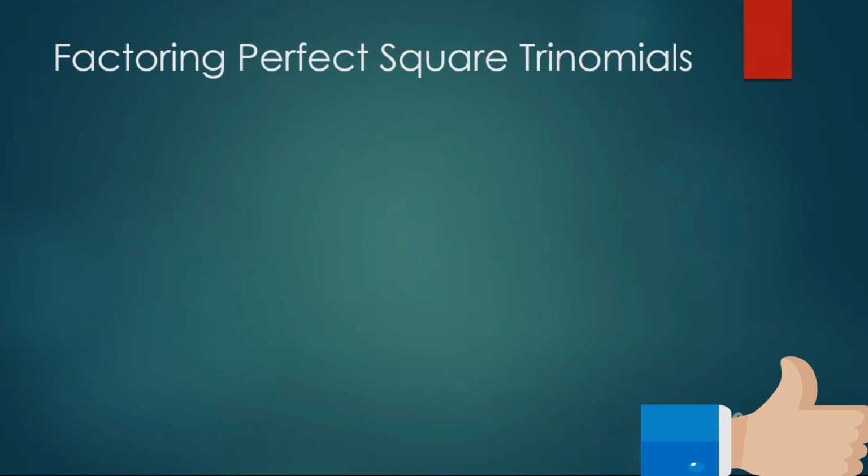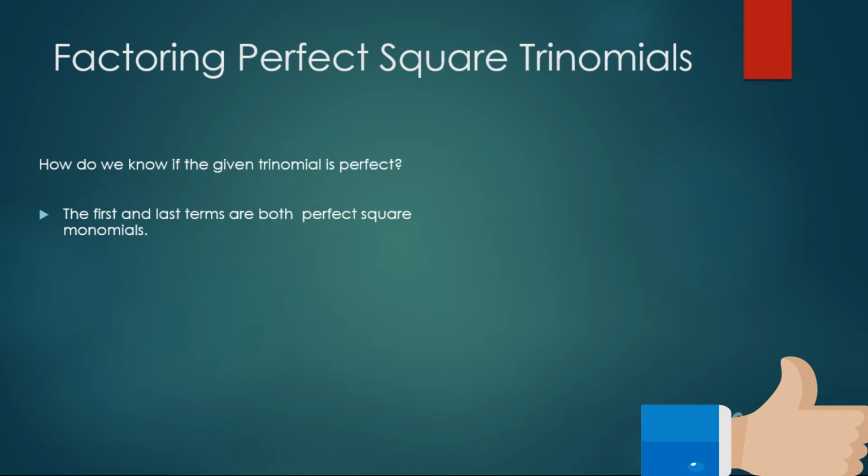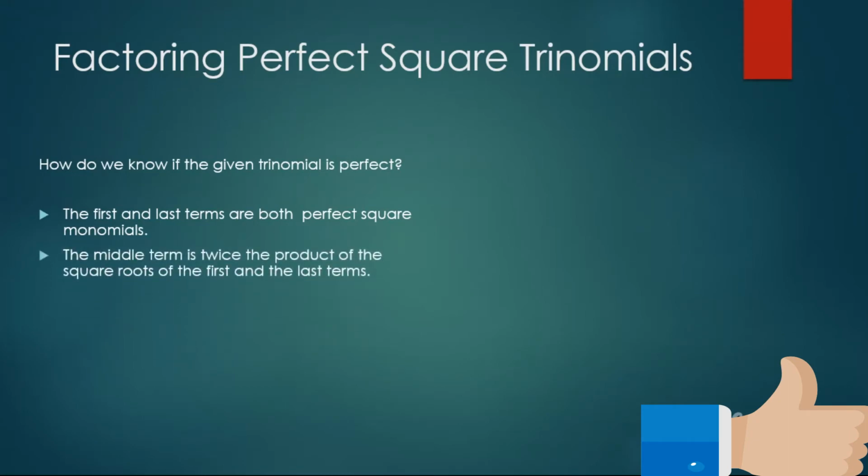Ngayon, paano natin malalaman kung ang given trinomial ay perfect square? Ang first condition po natin, the first and the last terms are both perfect square monomials. In our past lessons, we already have studied about perfect square monomials, kung kailan po siya nagiging perfect square na monomial. And for the second condition, the middle term is twice the product of the square roots of the first and the last terms.